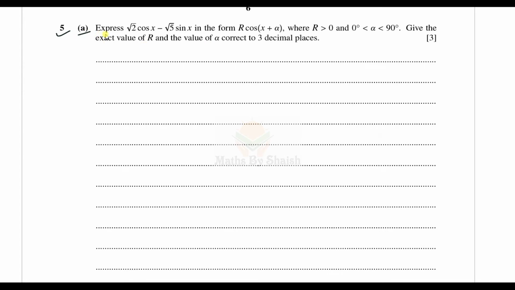The first part is: express root 2 cos x minus root 5 sin x in the form r cos(x plus alpha). We know that for plus alpha, cos(a plus b) is cos a cos b minus sin a sin b. So we can take root 2 as r cos alpha and root 5 as r sin alpha.